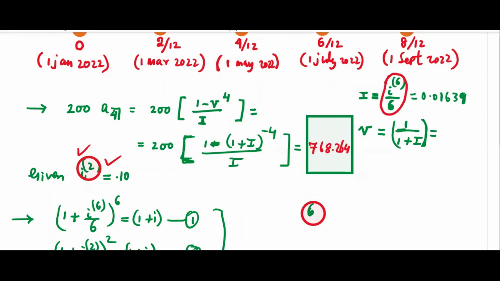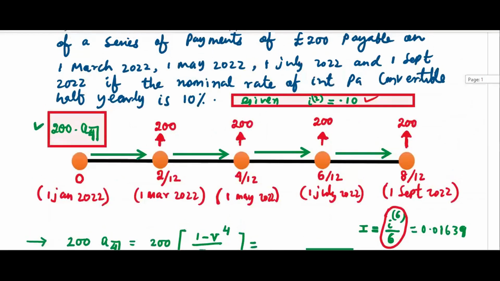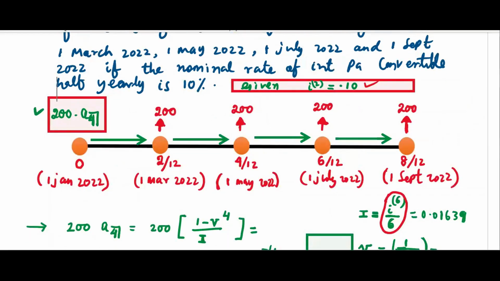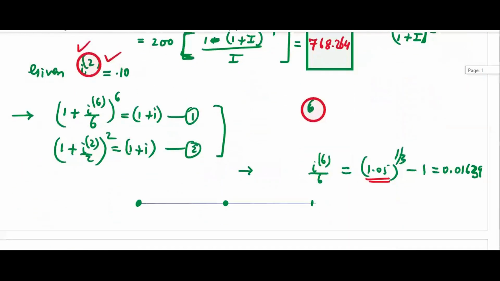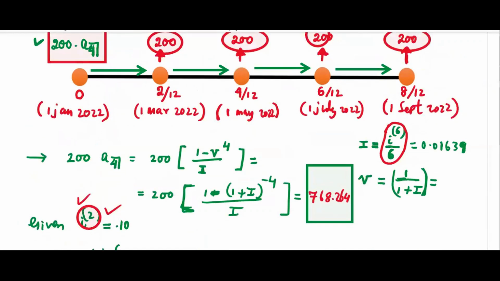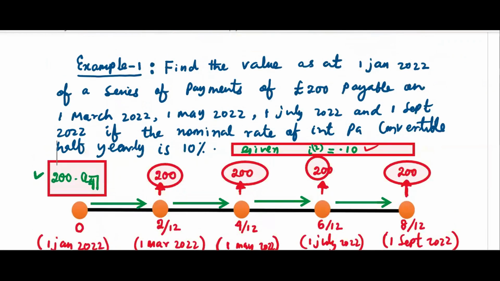That means this one payment is equivalent to these 4 payments. Suppose you want to study here for 8 months, and the tuition teacher wants 200 at the end of every 2 months. Then you need to pay this amount, that is, if I round it, 768.264. This amount you need to pay one time.